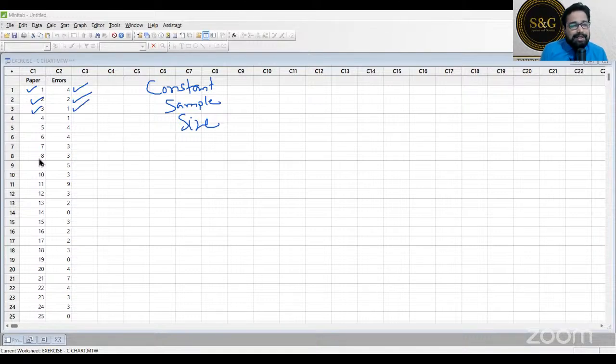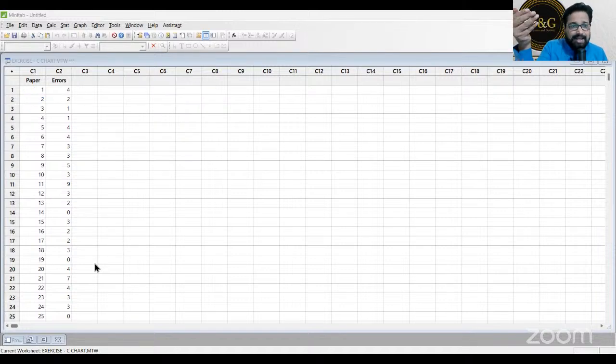Are you clear with the data? Just type yes in the chat box. So constant sample size, because constant questions are there. Questions are common and constant across all the question papers, right? Now, out of which, how many wrong answers they have given, that is what the data is. That is the defect data, correct? So we'll go for the C chart.